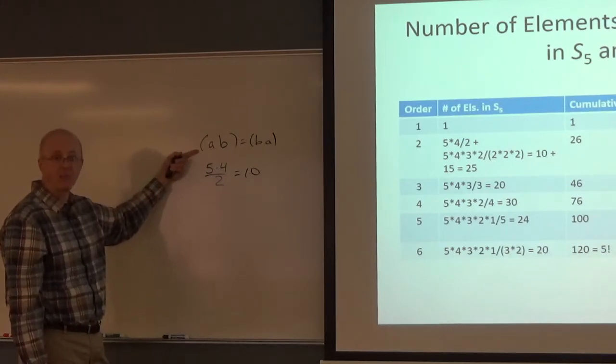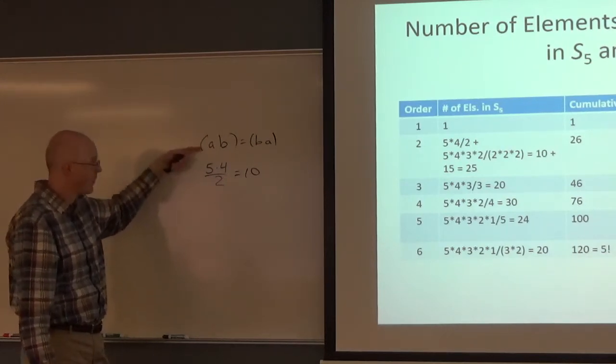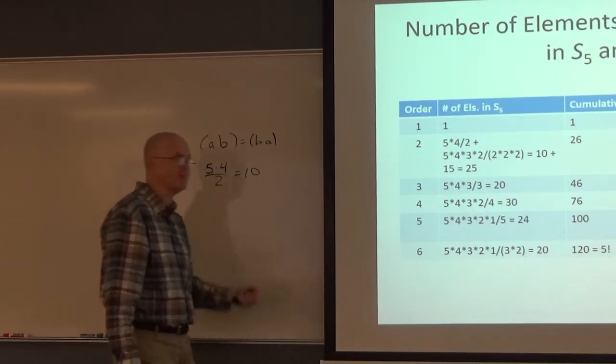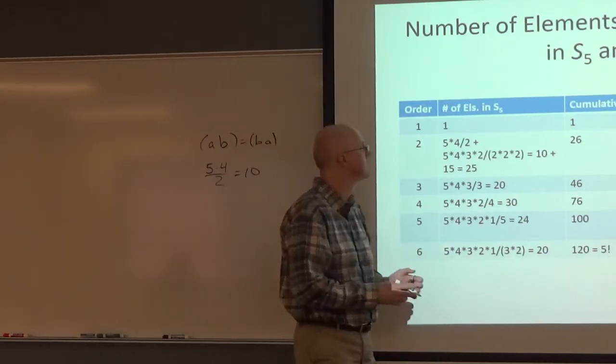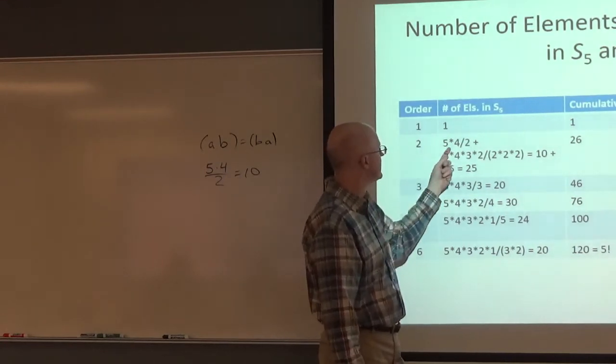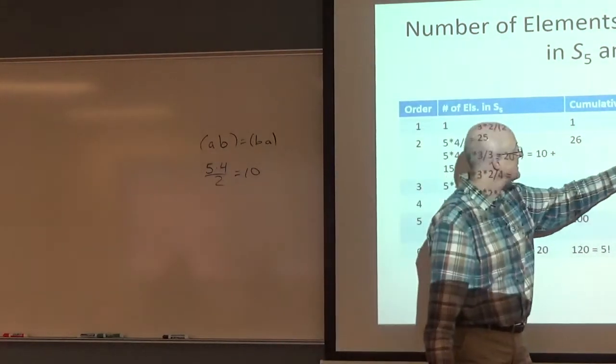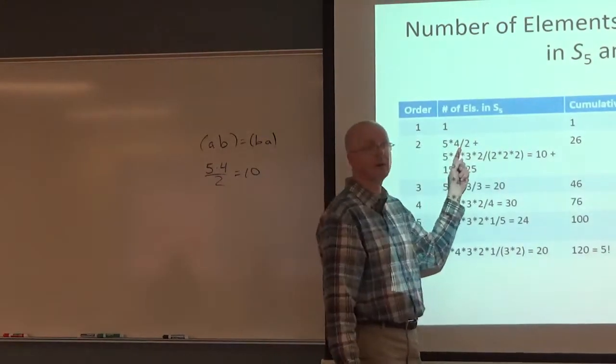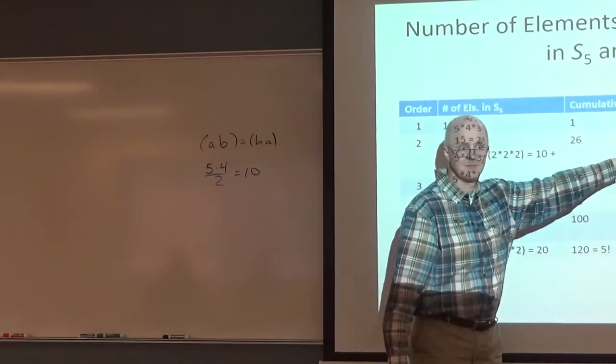All of which are odd permutations, not even, right? There's just one element there, one 2 cycle. It's an odd permutation. It's in S5, but it's not in A5. You see there's no 5 times 4 divided by 2 over there.